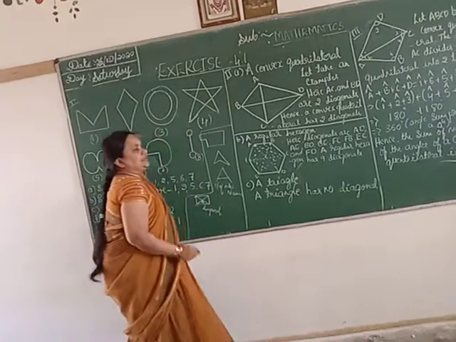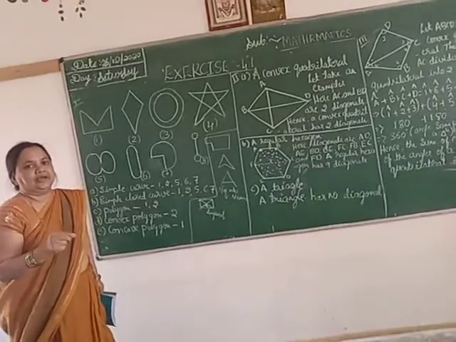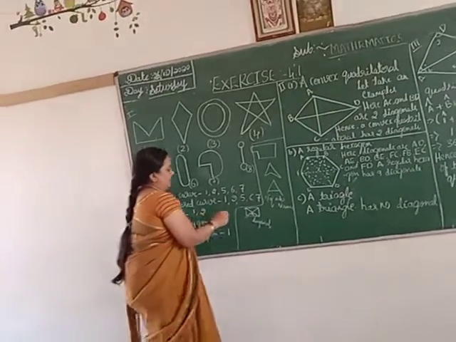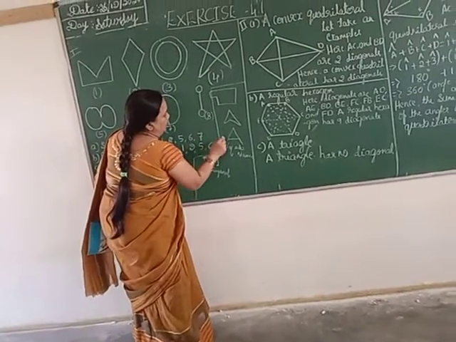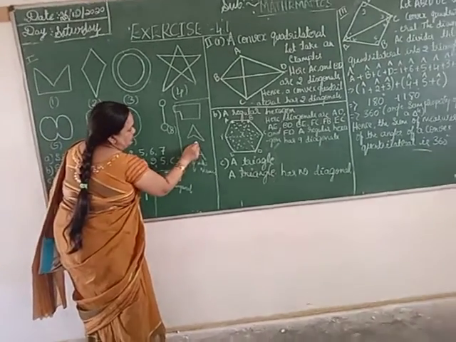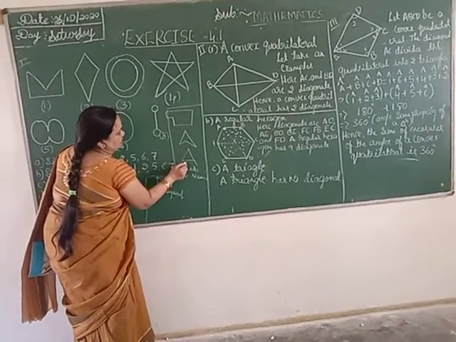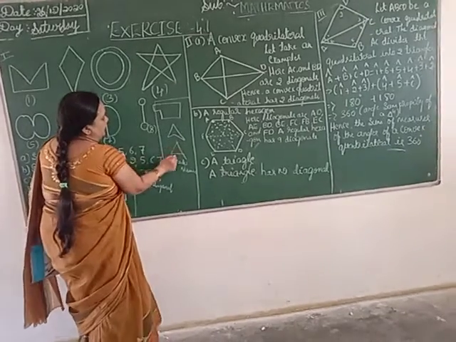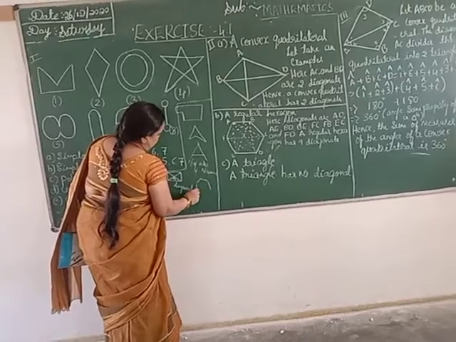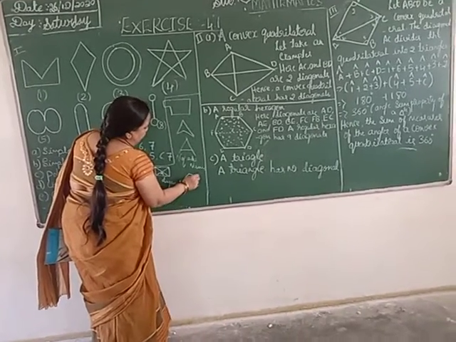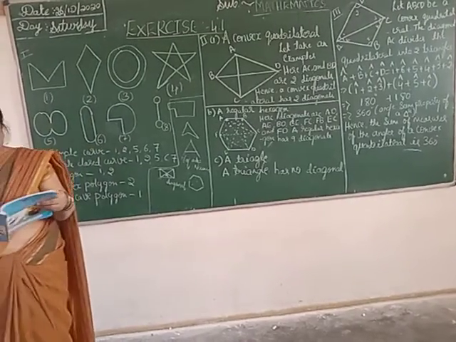So see, how many diagonals are there for a decagon? How many diagonals are there for a quadrilateral? Only 2. For a triangle, how many diagonals will be there? No diagonal, because there is no non-adjacent vertex. So we can't make any diagonal for a triangle. If we take a pentagon, how many diagonals do we have? That all comes in your exercise. We'll just do it in your exercise, children.